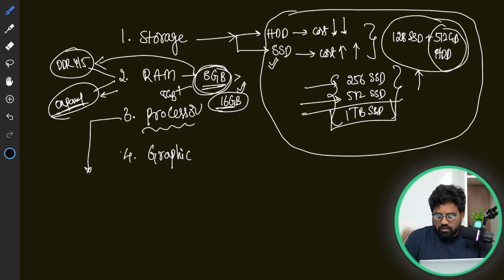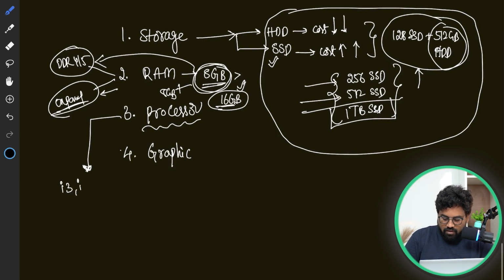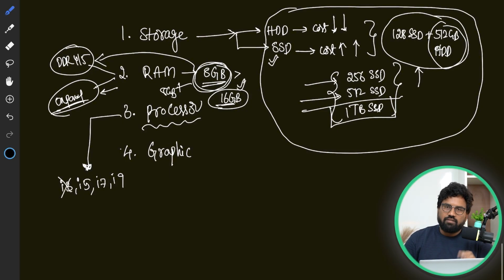Next, processor. The processor also has categories. There are multiple processors we have, that is i3, i5, i7, i9. So to begin with, for the very basic regular use, for schooling students, or those who go with the online classes and who want to study online, i3 processor is enough. But as a programmer, as an engineering student, if you want to build projects or do the coding and DSA, I suggest i5 processors more.